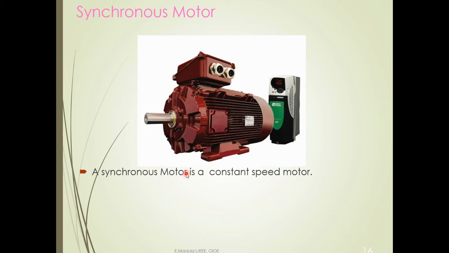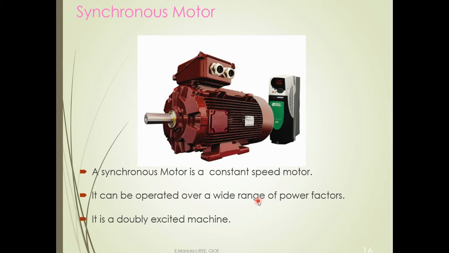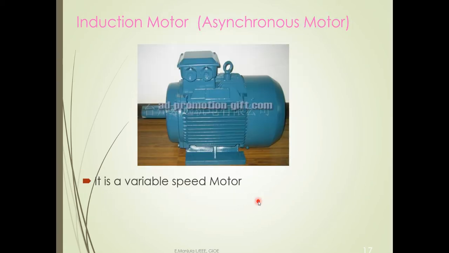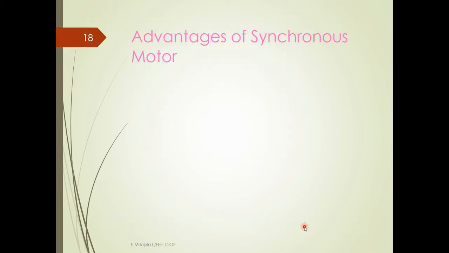So, a synchronous motor is a constant speed motor and it can be operated over a wide range of power factors. It is a doubly excited machine. An induction motor, the asynchronous motor, is a variable speed motor. You have to note down the differences in their characteristics. And the induction motor works with lagging power factor only.